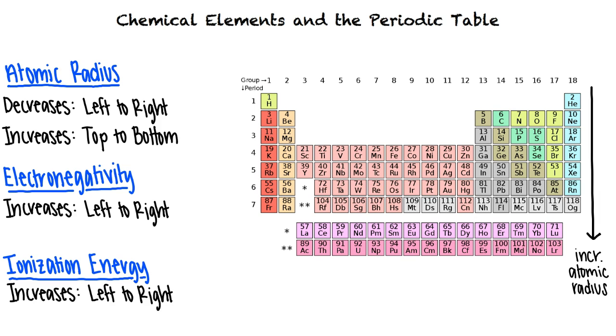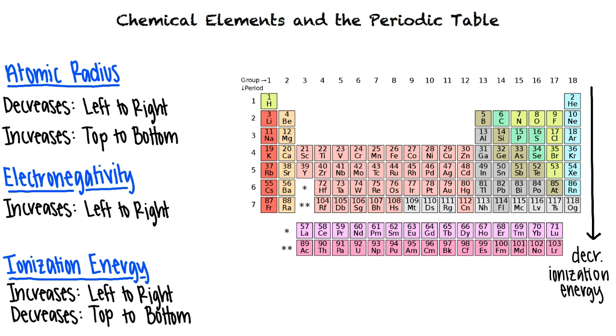Because the energy levels fill as we move down a group, valence electrons are farther from the nucleus. This results in a top-to-bottom decrease in ionization energy because electrons are less tightly bound as they are farther from the nucleus. This also results in a top-to-bottom decrease in electronegativity because the valence electrons are increasingly distant from the nucleus.